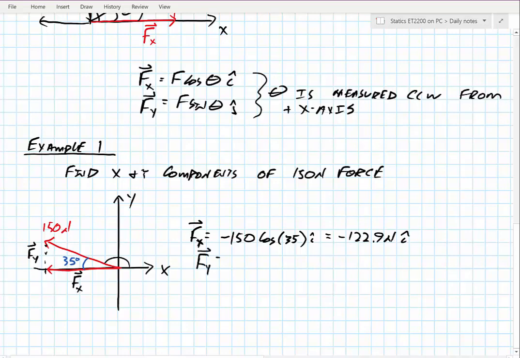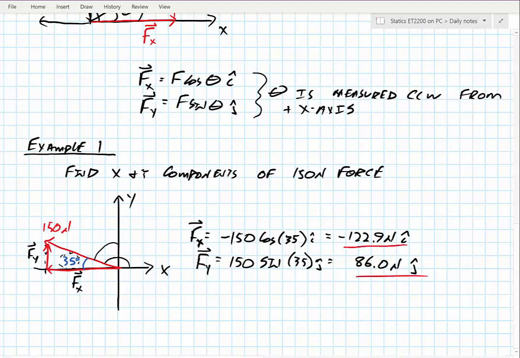Same idea in the y direction. And I have to say, well, is that going to create a positive or negative y component? And I can see it's pointing up, so it's going to be a positive. No reason to change the sign. The other thing that I'm doing in my head is I'm looking at this angle. If it's from the x-axis, then I know cosine is my x component and sine is my y. If this angle were from the y-axis, I would flip those, and my x component would be the sine of my angle, and my y component would be the cosine. So in this case, I have a positive 150 times the sine of 35 j hat, giving me something like 86.0 newtons.